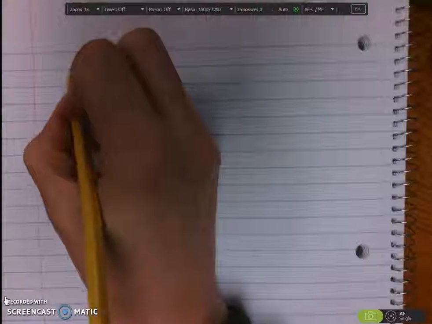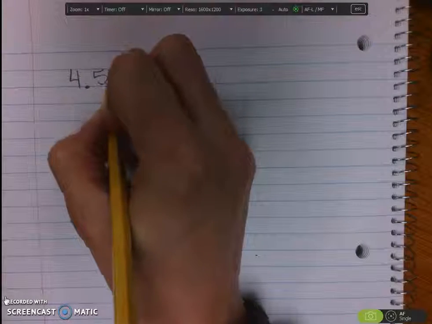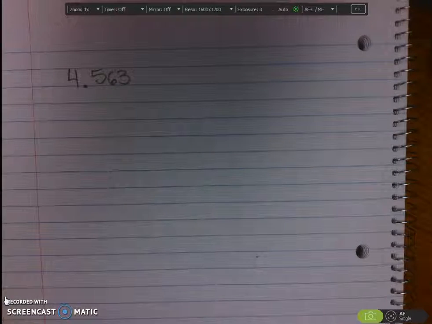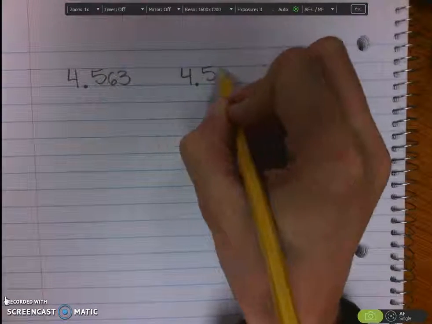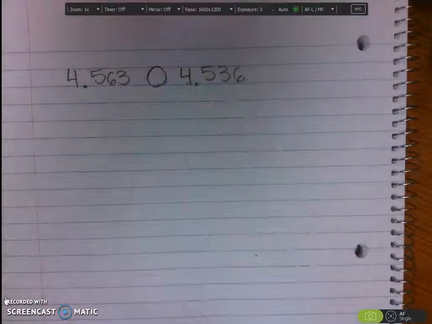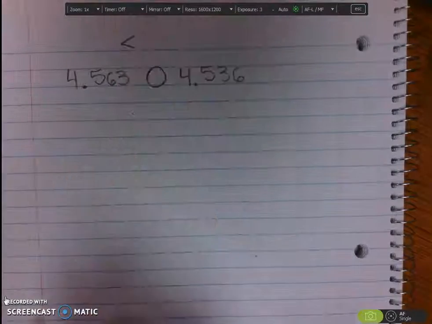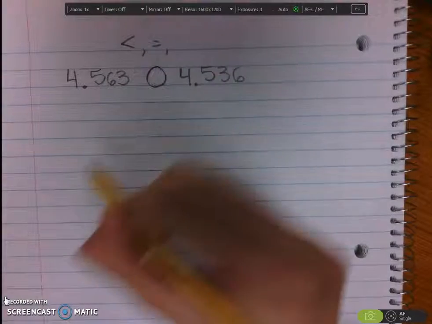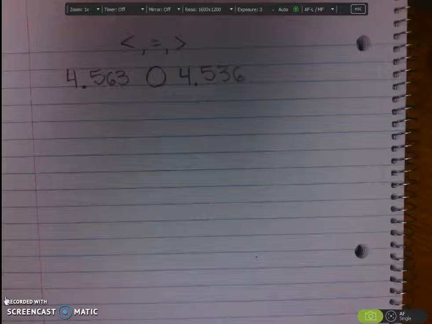Okay, so let's say that you're given two decimals, and for example, I'm going to give you these two. We've got 4 and 563 thousandths. And we have 4 and 536 thousandths. And we want to compare them, which means we want to find out which one is bigger or if they're the same. So we have our symbols that we need to use, our less than, our equal to, and our greater than symbols. And remember, just as a hint, the crocodile always eats the bigger number.